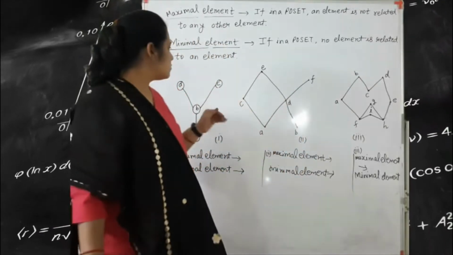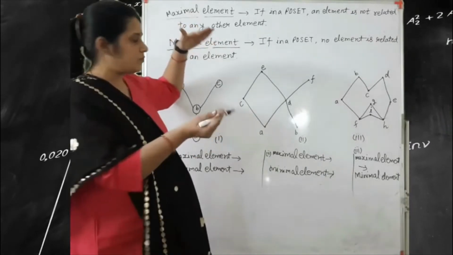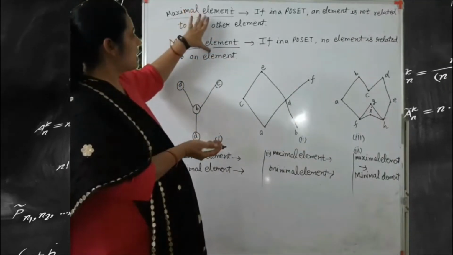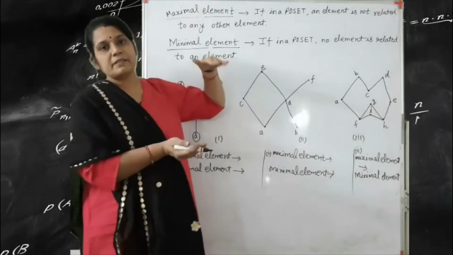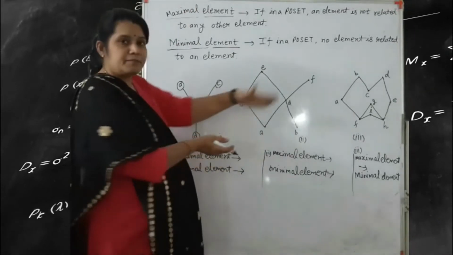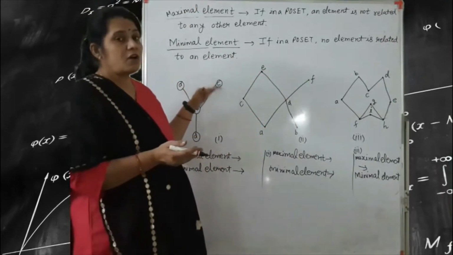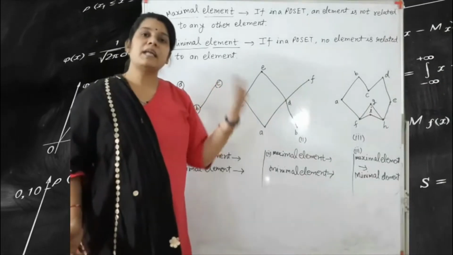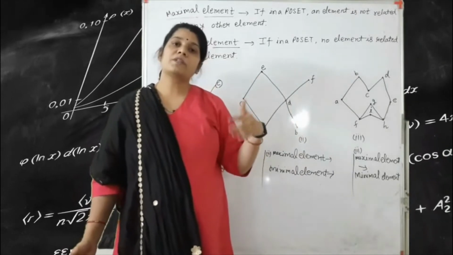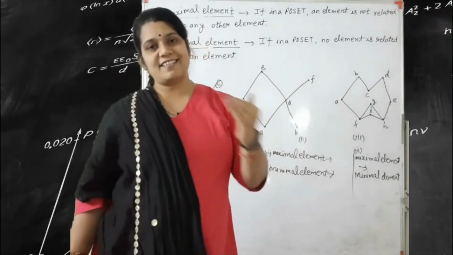Okay, so one point is very clear according to these two definitions. Maximal element means the top of the Hasse diagram, and minimal element means the bottom of the Hasse diagram. So one or more maximal elements are present in the Hasse diagram, and one or more minimal elements are present in the Hasse diagram.